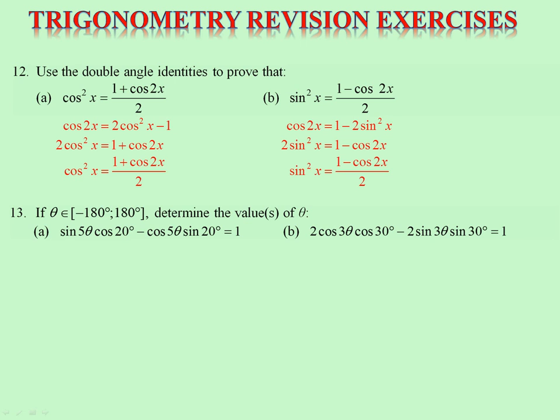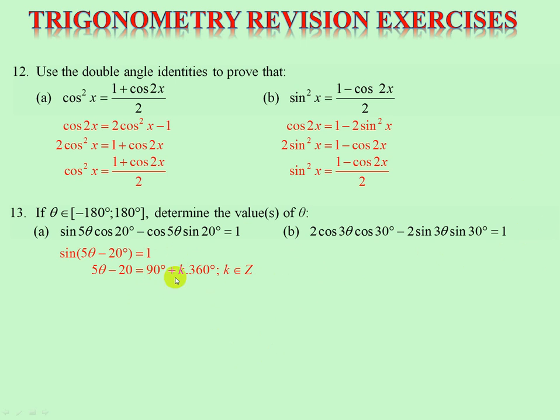Number 13. Oh, I recognize this. Sine cos minus cos sine. There's the sine expansion. 5 theta, 5 theta, 20, 20. So that is sine of 5 theta minus 20 degrees equals 1. Now think of your graph. Sine is 1 at 90 degrees and then every 360 degrees. That's it. So 90 degrees plus k 360 degrees.